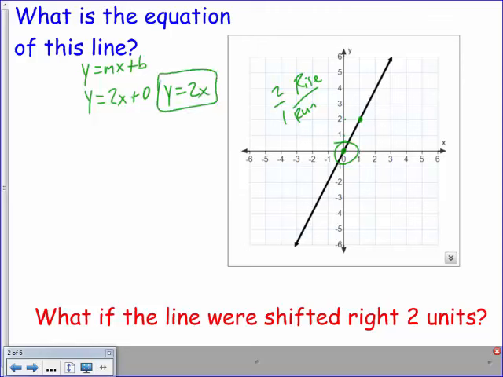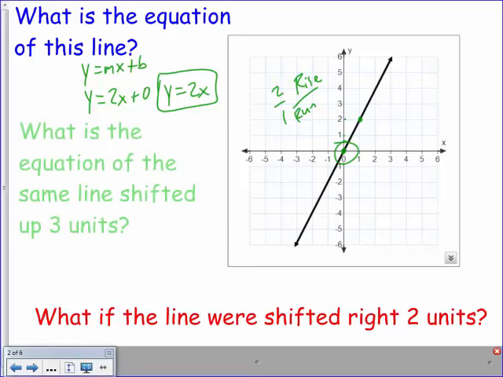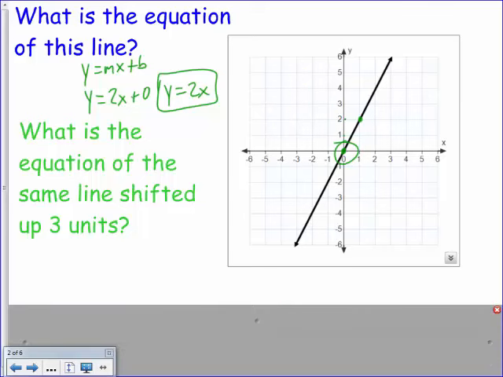Okay, perfect. All right. Well, what about if we decide to take that equation and shift it up 3 units? What do you think would be done to our equation up here? Well, I'm at y = 2x, and if I shift it up 3 units, really that just affects what? Yeah, the y-intercept. So it should just go up 3.